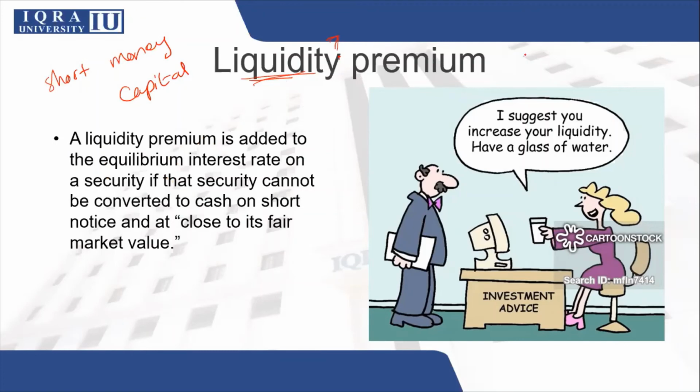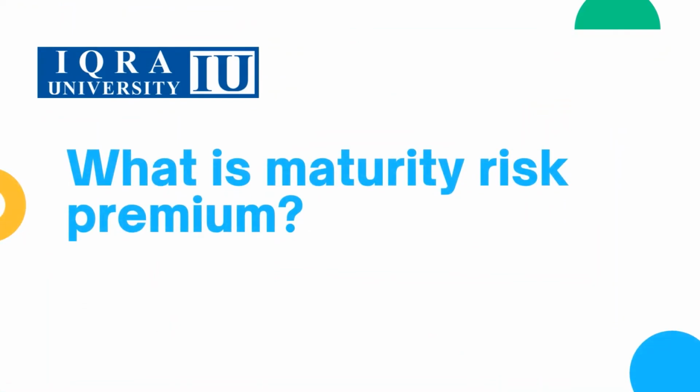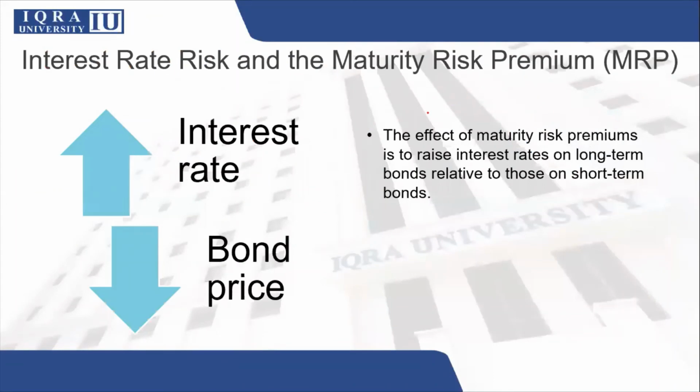Now, moving ahead to the next type of risk, we have interest rate risk and the maturity risk premium. Now, the interest rate risk is that whenever the interest rates go up, your bond price is going to go down. Your interest rate and your bond prices have an inverse relationship. Now, over here, there is a thing called interest rate differential sensitivity, which means that the longer the maturity of the bond, the higher is going to be the interest rate risk.